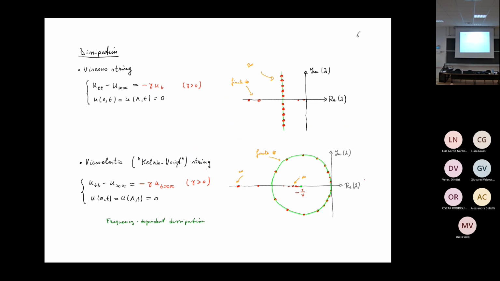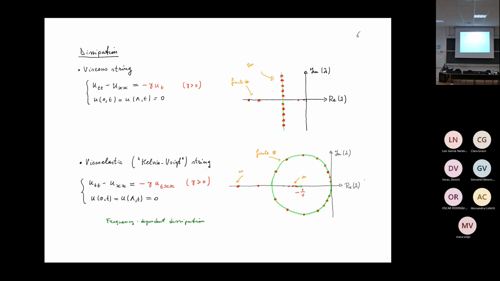Now, dissipation. This is, in a way, the most interesting part. Which models of dissipation can we make? Well, there are a number of models for dissipation, but basically there are two different ones. If you think of the dissipation due to the air, it's called viscous dissipation. Here for a string, there are no pendula. So there is the wave equation and then a contribution which goes with the time derivative, the velocity.